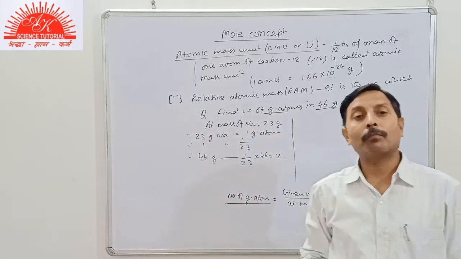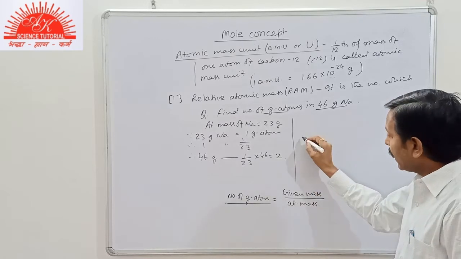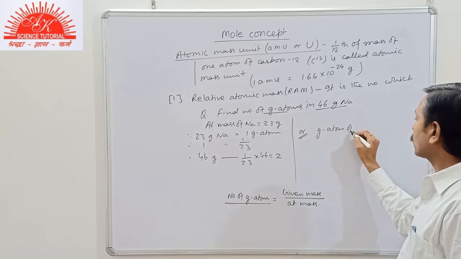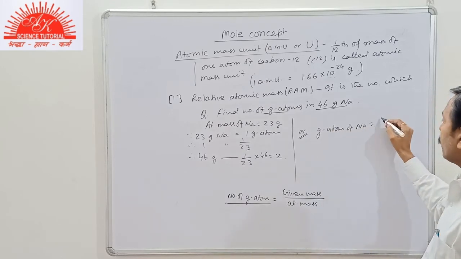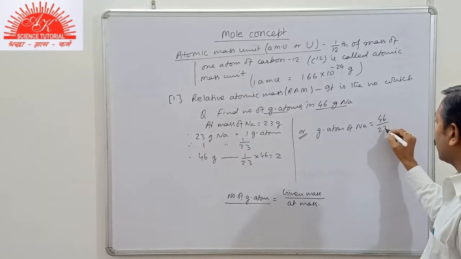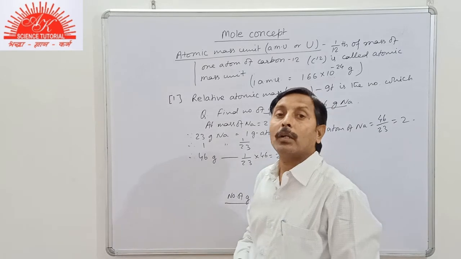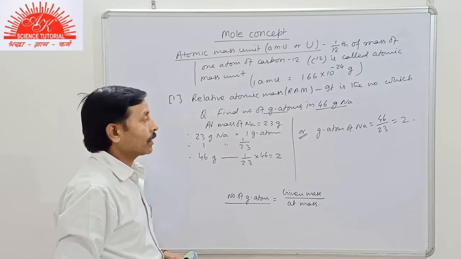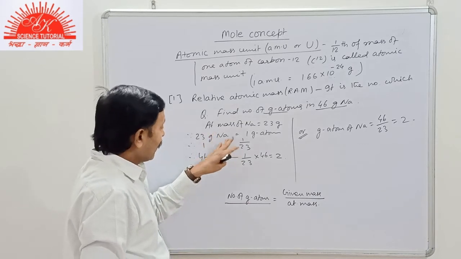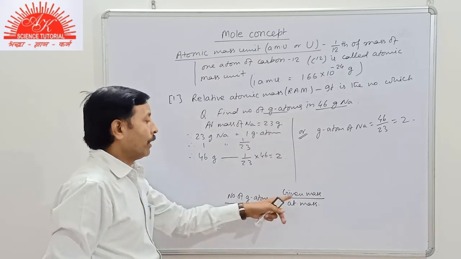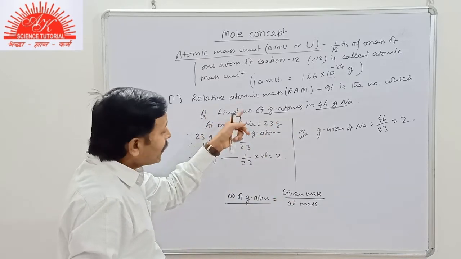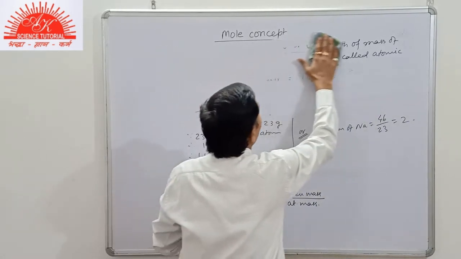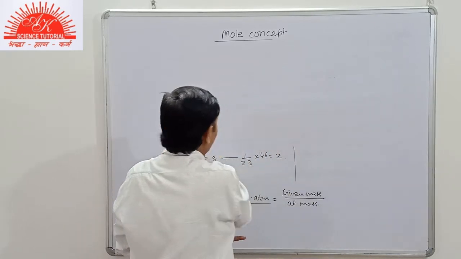It is the gram atom. Or you can directly use here: gram atoms of sodium equals given mass by atomic mass, hence 2. So you can use either of the methods to calculate the number of gram atoms. That is, you can use the unitary method or you can use the simple formula. So this is related to the measurement of mass of atoms.